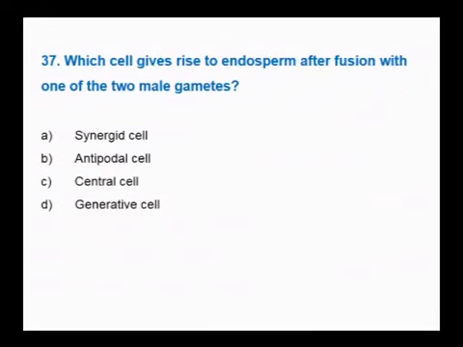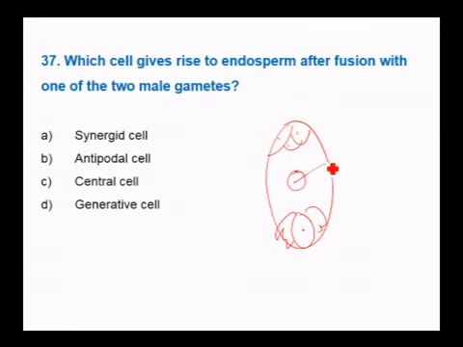Next question, which cell gives rise to endosperm after fusion with one of the two male gametes? As you know, the endosperm is formed by the central cell. We have antipodals, the egg apparatus with the egg cell and synergids. The central cell, after fusion, becomes the triploid PEN, the primary endosperm nucleus. It is the one which gives rise to endosperm, while the zygote gives rise to the embryo. Therefore, it is always the central cell.